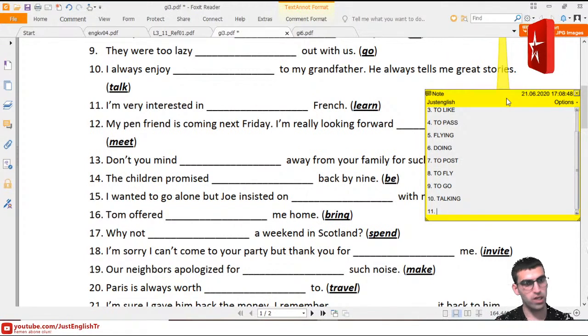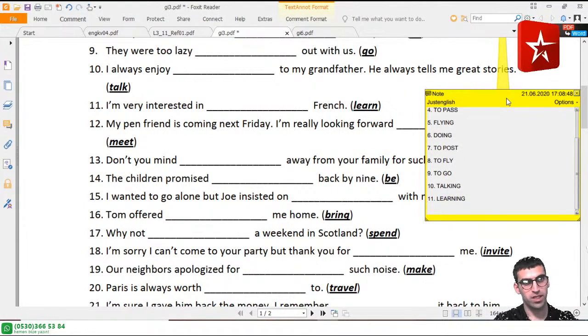Why? Because after enjoy, we have to use the ing form. I enjoy dancing, I enjoy singing a song, I enjoy listening to music. So after enjoy we have to use the ing form of the verb. So gerund, not infinitive. Number 11, I'm very interested in blah blah blah French. As you remember, we use gerund after prepositions. Yes, so I'm very interested in learning. Great, learning is a correct answer for 11.